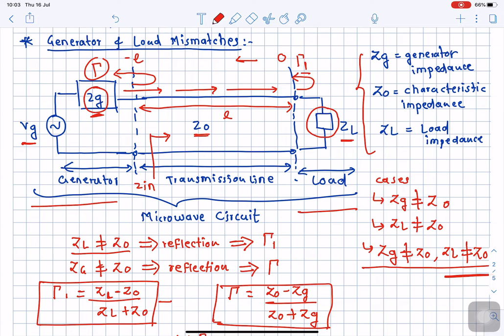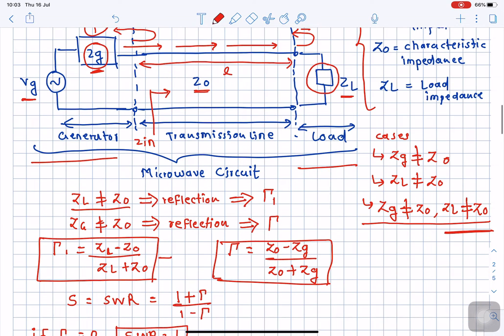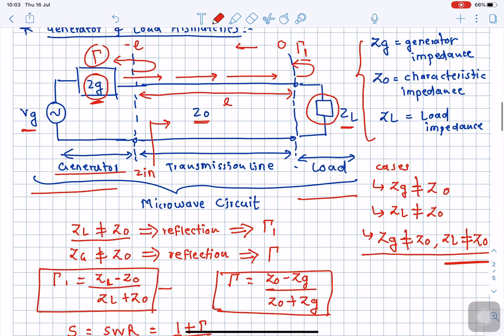The first section, on my left hand side, is the generator. The generator has a voltage source of the signal with internal impedance ZG, or we can call it the input generator impedance. On the right hand side I have a load, a complex load impedance, which is indicated as ZL.